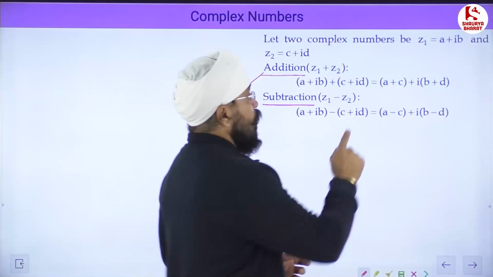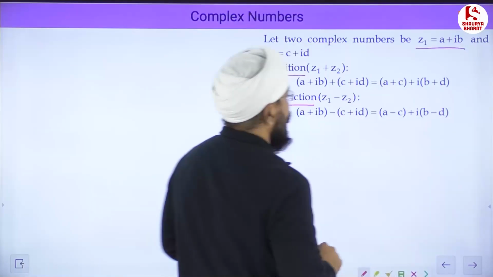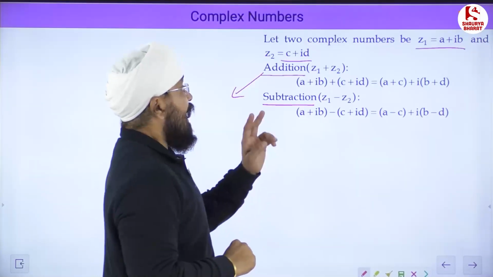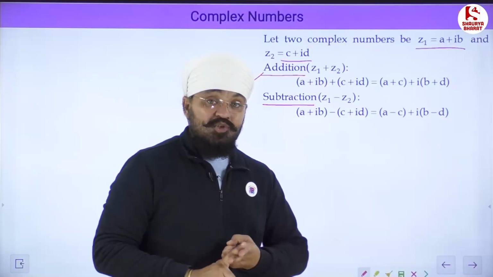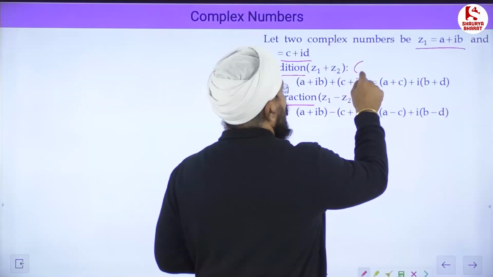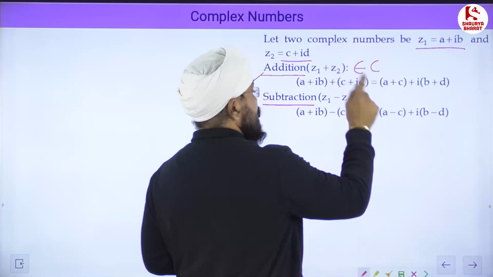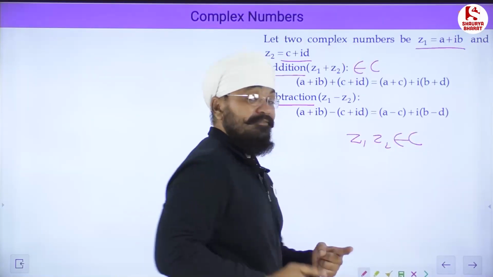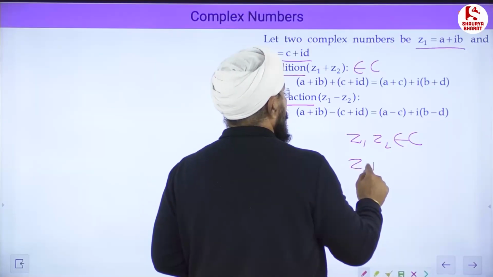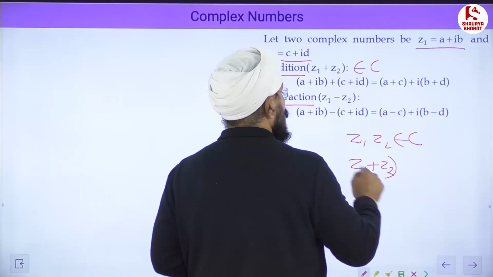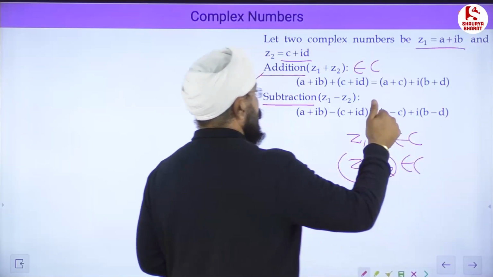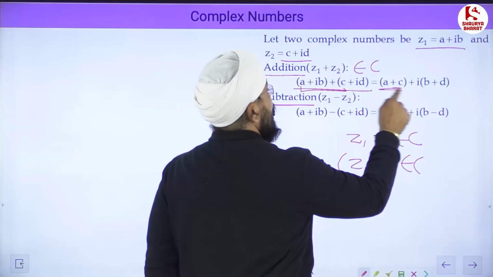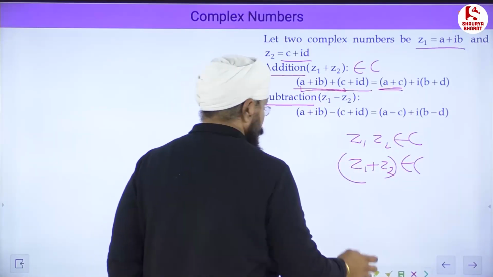That means if there are two complex numbers given to you, a plus iota b and c plus iota d, when we add two complex numbers, the result will also belong to the same set. The property is: if z1 and z2 are two complex numbers taken from the set of complex numbers, then their addition z1 plus z2 is also a complex number. Why? Because when we add them, the real part gets added and iota can be taken common.